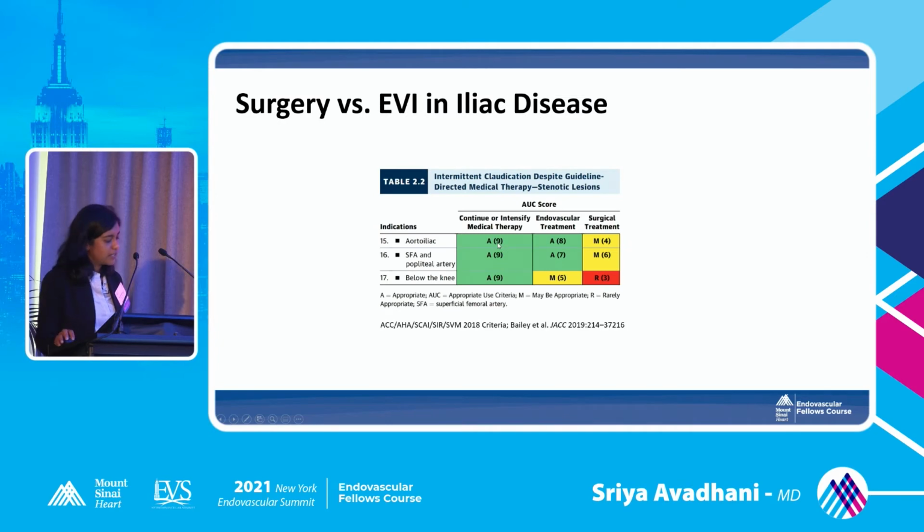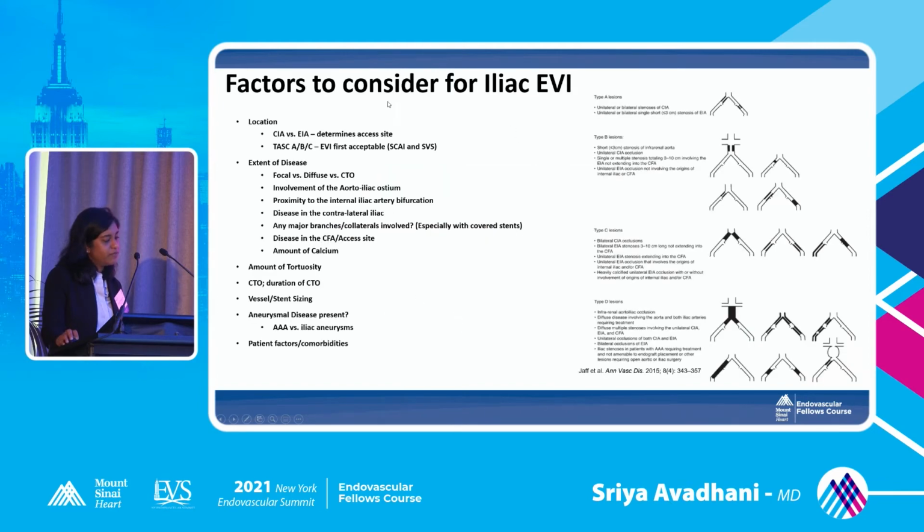So as of right now, as Dr. Han already mentioned, an endovascular approach first to iliac and most SFA lesions is usually what's recommended by the multi-society guideline. Some factors to consider when you're dealing with the iliacs: the TASC classification is very helpful in figuring out the severity and the extent of disease, whether it's involving the bifurcation, if it's a CTO, the length of the lesions. All of these play into planning these interventions.